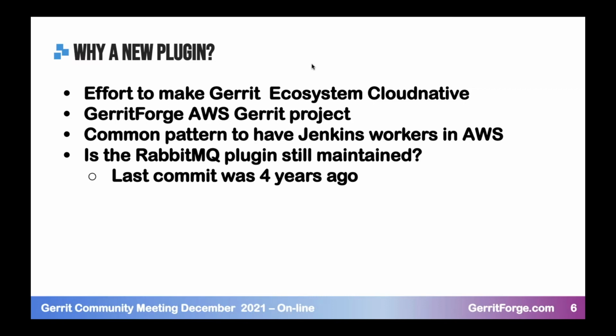It's also a common pattern to have, for example, Jenkins workers in AWS. So we thought, okay, probably we want the broker to be closer to our Jenkins workers. Also, I'm not sure if the RabbitMQ plugin is still maintained. The last commit was from 4 years ago, so that's another reason for investigating the necessity of the new plugin.